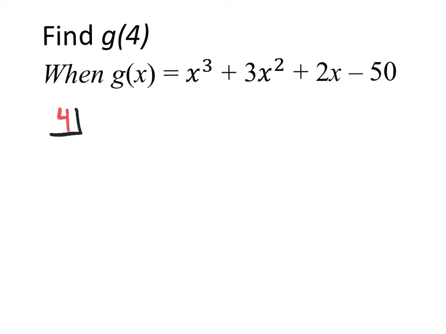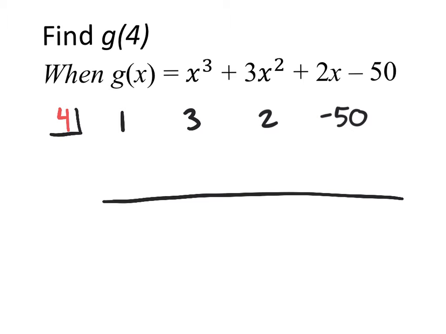So we also need a list of our coefficients. The number in front of the x to the 3rd is 1. The number in front of x squared is 3. The number in front of x is 2. The number that's all by itself without a letter, the constant, is negative 50. Okay, so put a line. As you go down, if you forgot, you combine. 1 plus nothing is 1. As you go up, you multiply. 4 times 1 is 4.